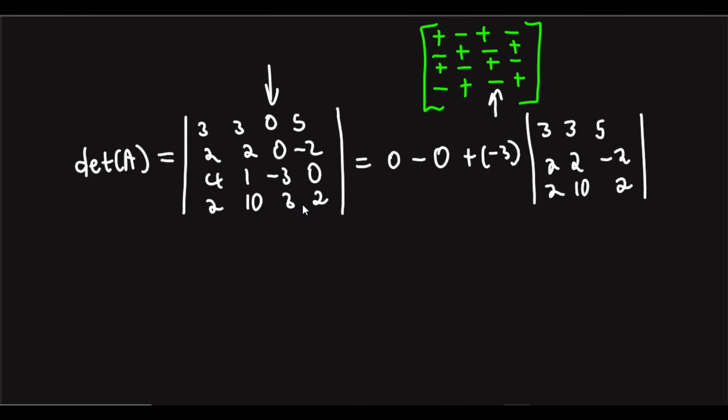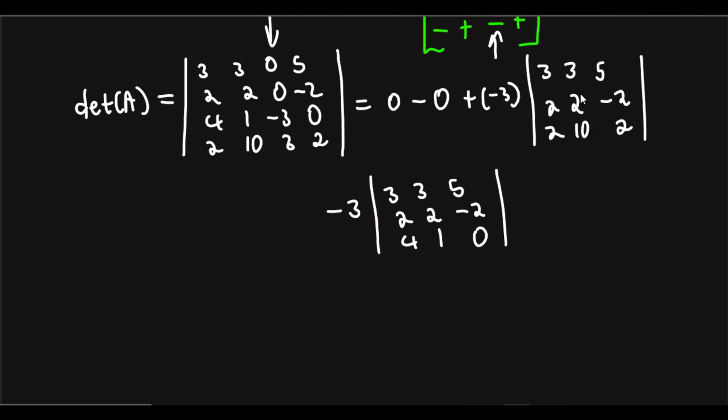We need to include 3 as well. Here the last entry according to the checkerboard is negative 3, so minus 3. Also do this. Here we are going to block the fourth row and the third column, so now we are going to have 3, 5, 2, 2, negative 2, 4, 1 and 0. Okay, so that's it. Now we only have to deal with this part and this part.